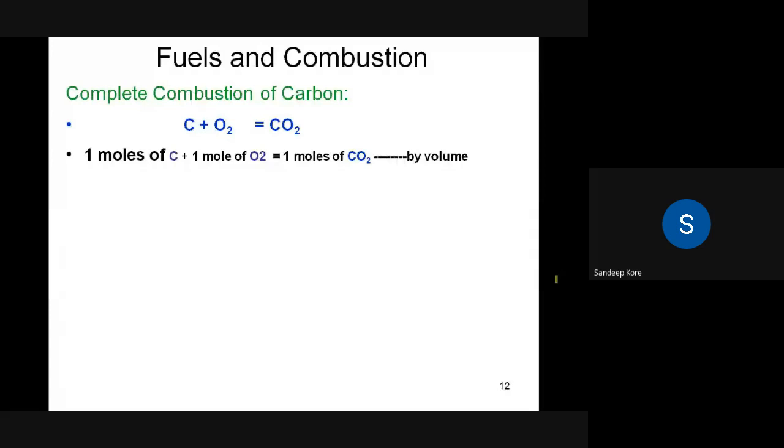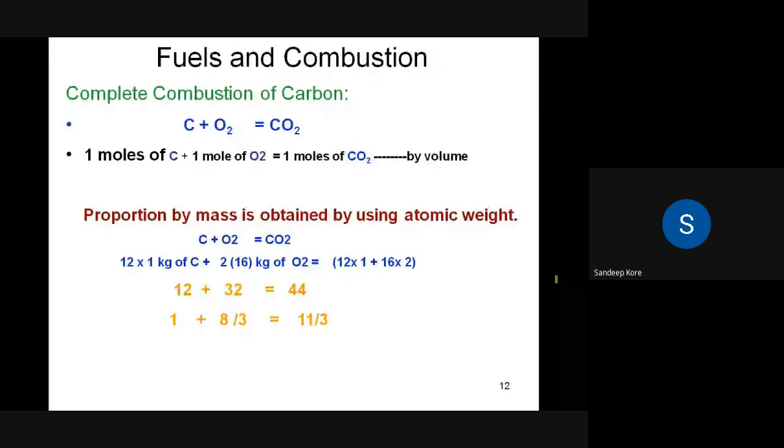1 mole of carbon reacts. The atomic weight of carbon is 12, and the weight of CO2 we have 12 plus 32 is equal to 44. So we'll get 1 kg of carbon requires 8 by 3 kg of oxygen, and forms 11 by 3 kg of carbon dioxide.